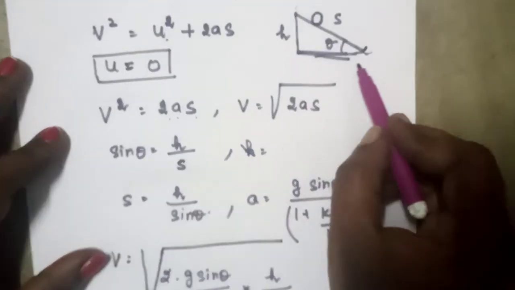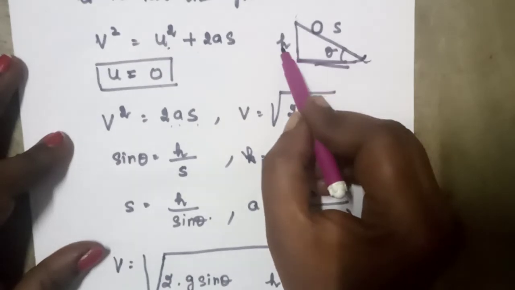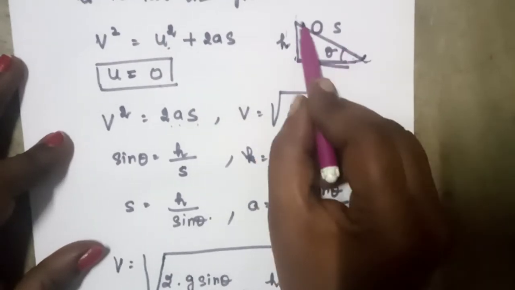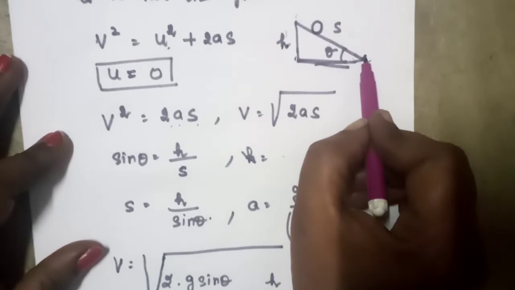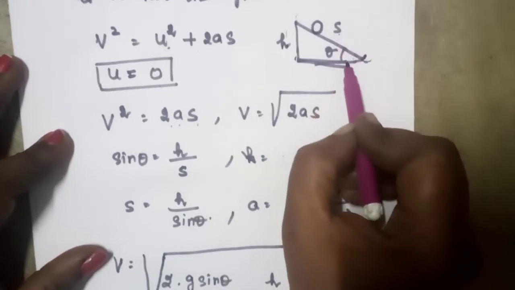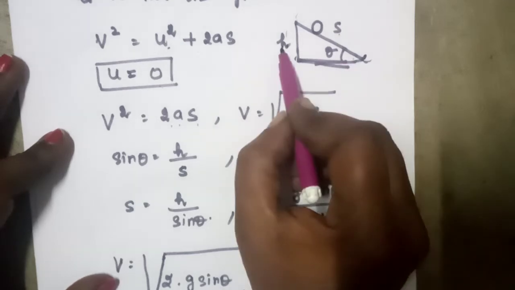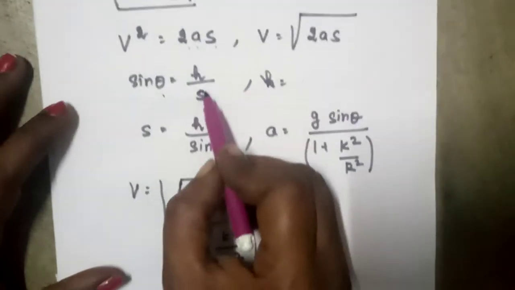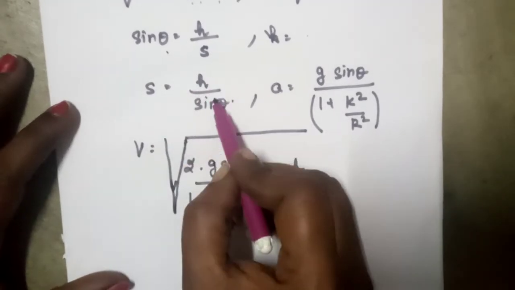Now from this triangle, this is the opposite side, the height opposite to theta, and this is the length of the inclined plane, that is s we have considered. From this triangle we take sin theta. Sin theta is equal to opposite side by hypotenuse, so sin theta is equal to h by s. So s is equal to h by sin theta.